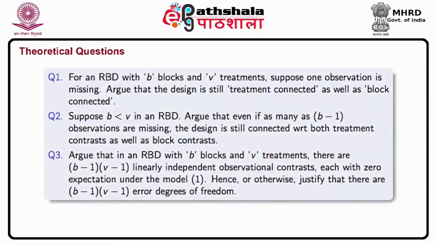Okay, let's take up question number 1. For an RBD with B blocks and V treatments, suppose one observation is missing. Argue that the design is still treatment connected as well as block connected. Recall, treatment connected means all treatment differences are estimable, and block connected means all block differences are estimable. And we know this is trivially true in an RBD setup, but now we are saying that in an RBD setup one observation is missing. It could be any one from any place. There are altogether B into V observations, one is missing.